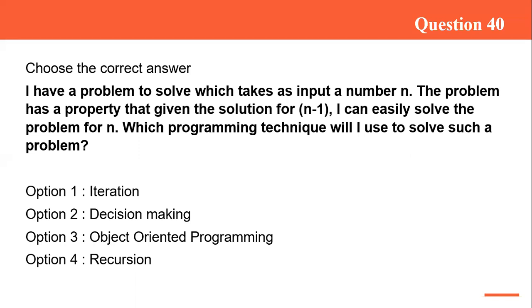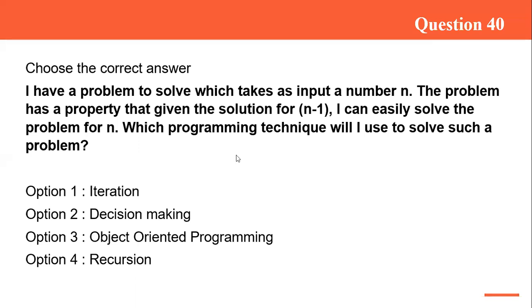Okay. Just see, I have a problem to solve which takes as input a number n. The problem has a property that given the solution for n minus 1, it can easily solve the problem for n. So if I can solve a problem for n minus 1, solving n is easy. That means what technique should I use? Recursion, right?